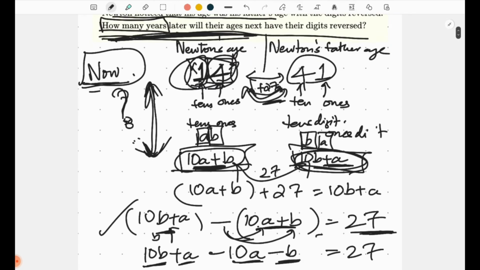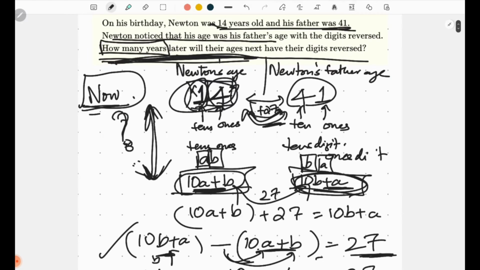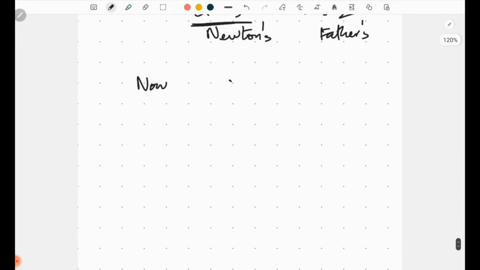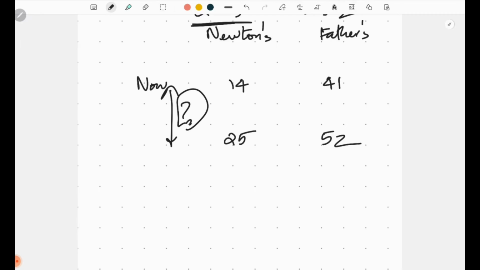If right now this is the difference between their ages, this is when he's 14 and his father is 41. So this was now 14, 41. A few years later, it's going to be 25 and 52. What is this number? That's what the question asks. So that's nothing but this difference or this difference, right? So that's going to be 11. So 14 plus 11 is 25. 41 plus 11 is 52. So 11 years later, the digits of their ages will be reversed. That is when this scenario is next going to happen.